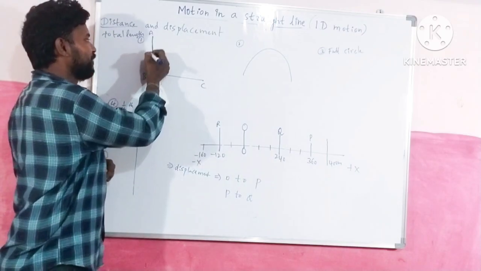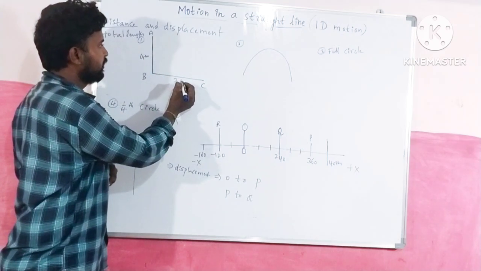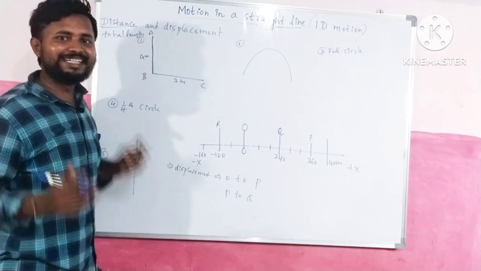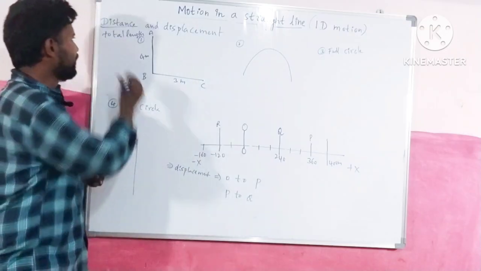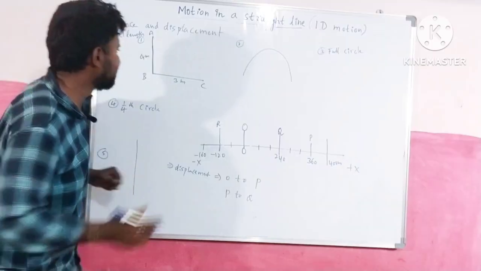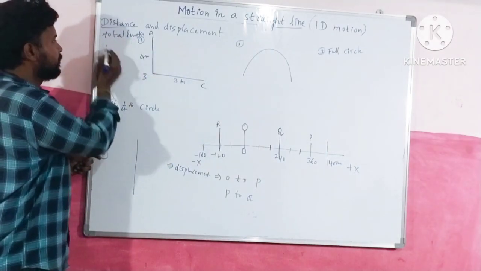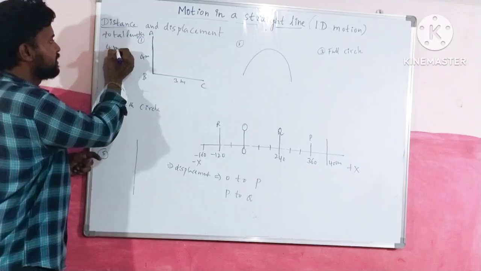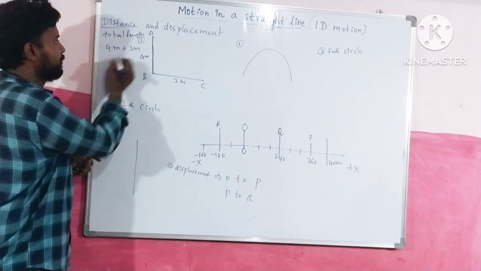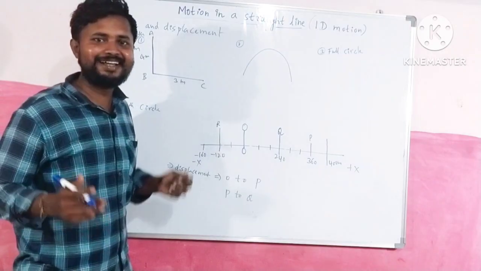From A to B, 4 meters is given. From B to C, 3 meters is given. What is the distance in this case? Here distance is the total length of the path. So distance is AB plus BC, 4 meters plus 3 meters. Here distance is 7 meters.